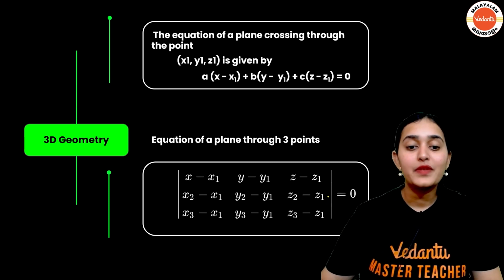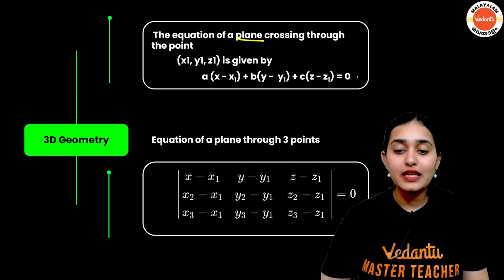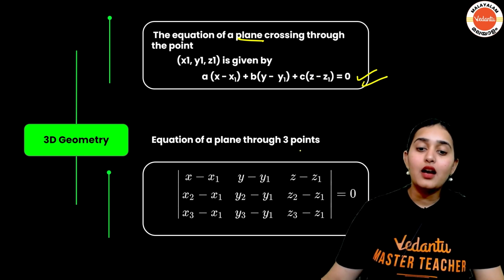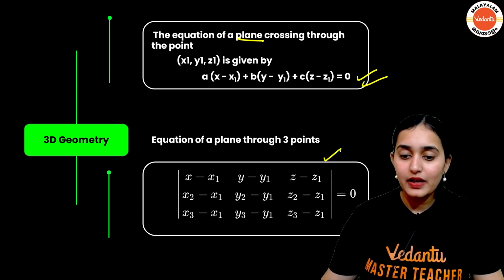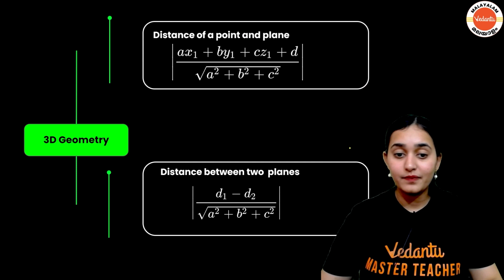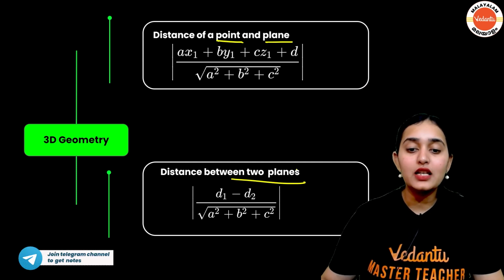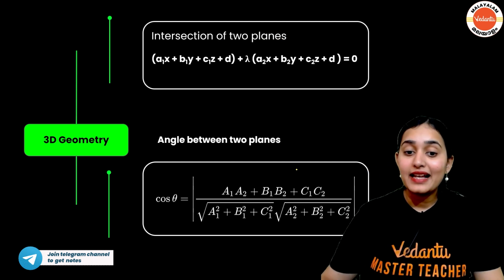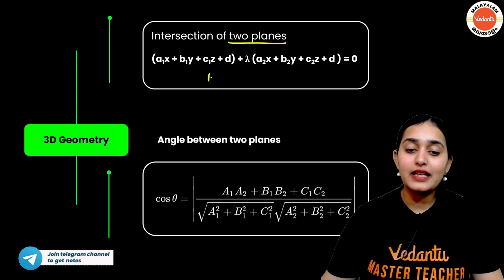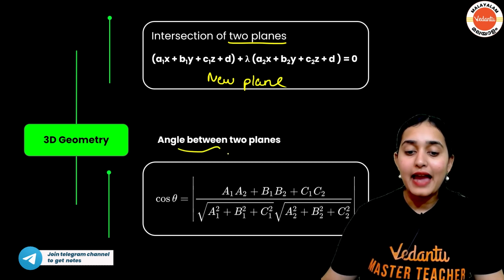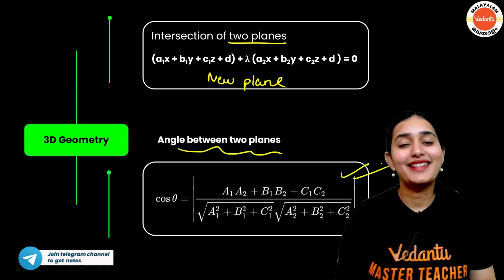Then distance between 2 parallel lines, distance between 2 skew lines. Then we talk about plane. So this is equation of plane when 1 point is given, equation of plane when 3 points are given. Next, distance of a point and a plane, distance between two planes formula. And lastly, if two planes intersect, then the new plane equation will be given by this, and angle between two planes will be given by this.